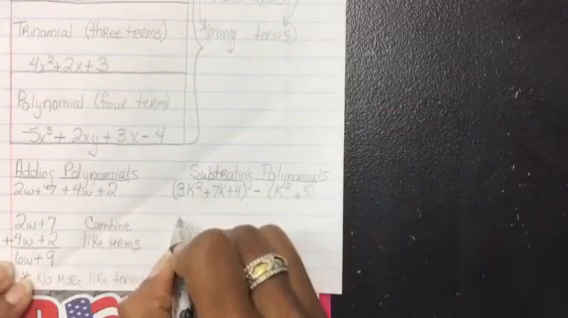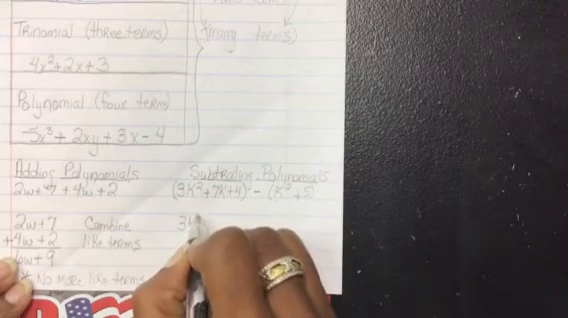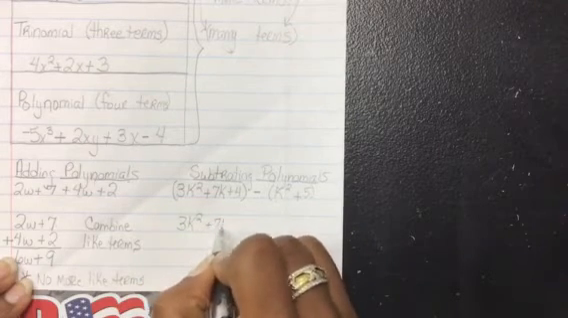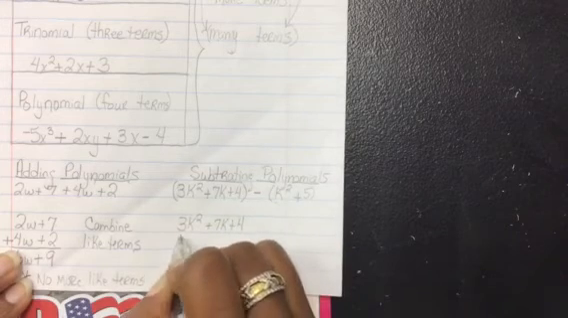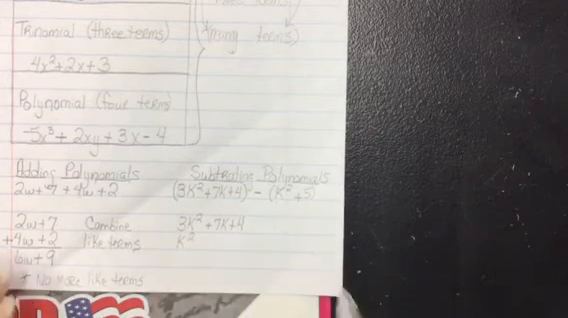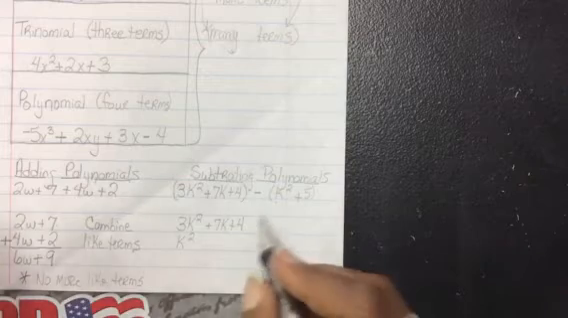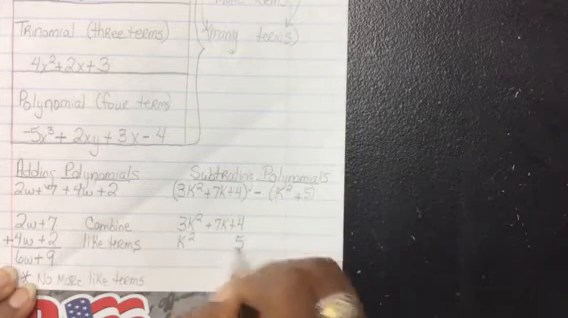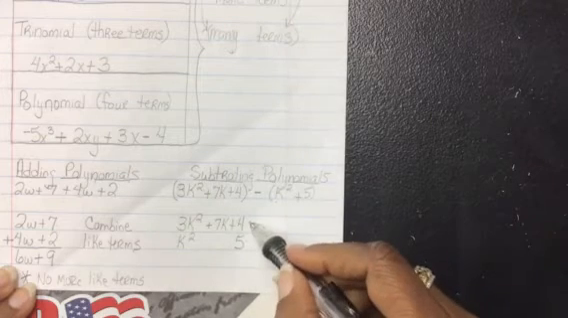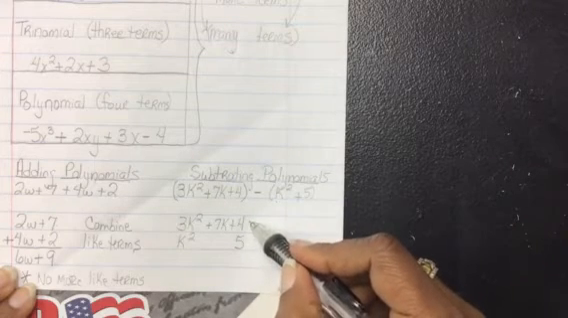So I'm going to rewrite 3k squared plus 7k plus 4. I'm going to put my k squared right underneath my 3k squared. And I'm going to put my 5, which is a constant, right underneath my 4, which is also a constant because they are like terms.